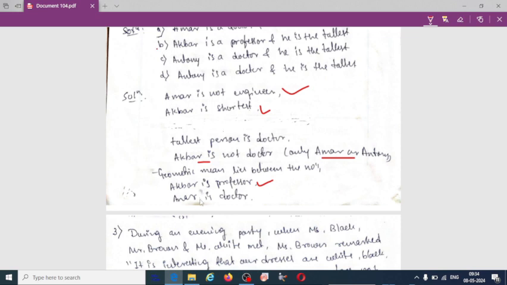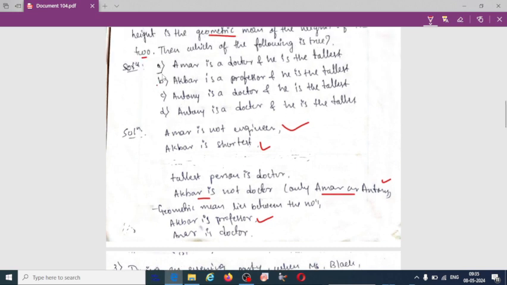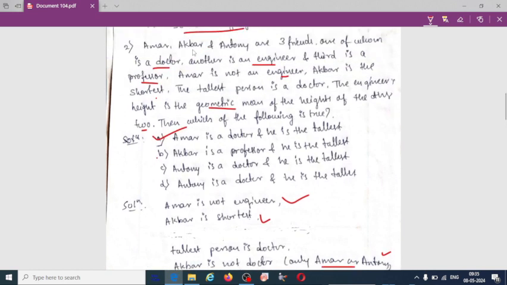And Anthony: if we know the professions of Amar and Akbar, then Anthony is what? He is the engineer. So Anthony is not the doctor, and he is not the tallest. He has the middle height. So this option you can weed out, and the correct option is A: Amar is doctor, he is tallest. Like that you have to first read the question clearly, make the observations and try to weed out the incorrect options.